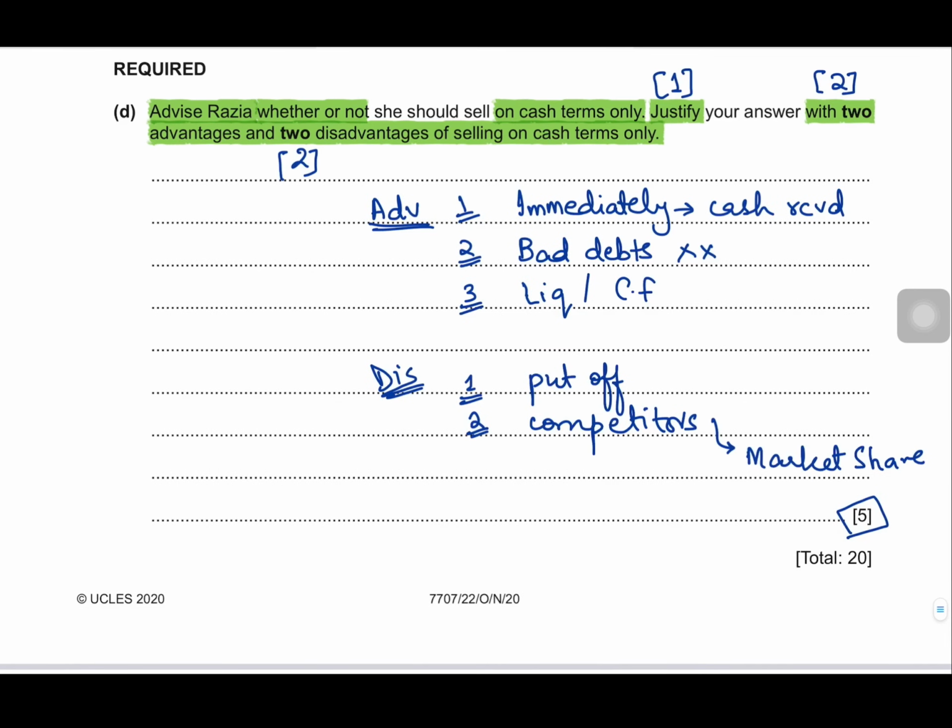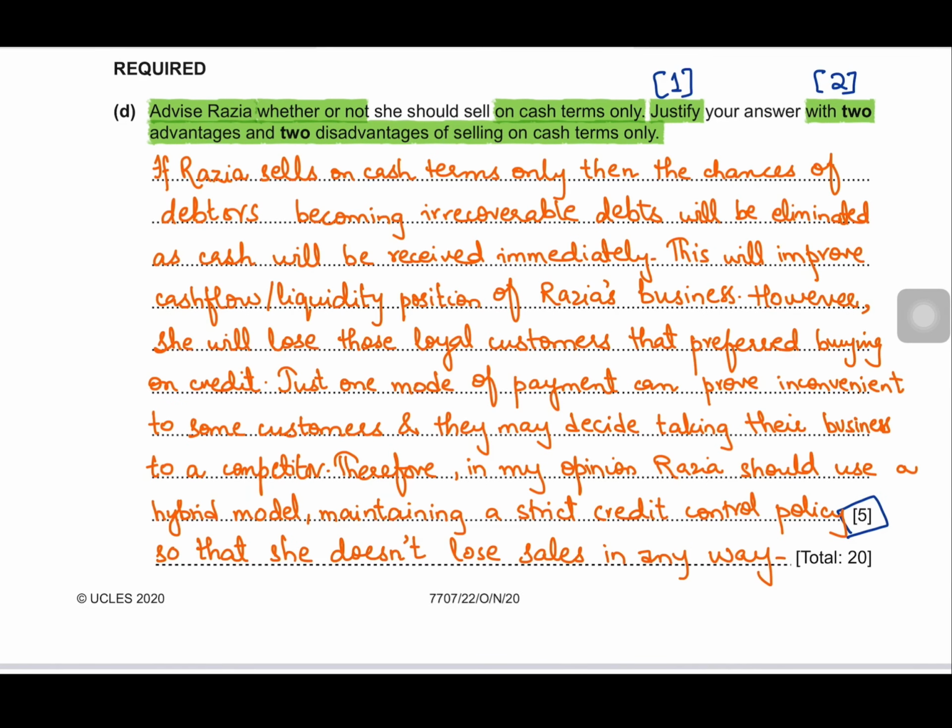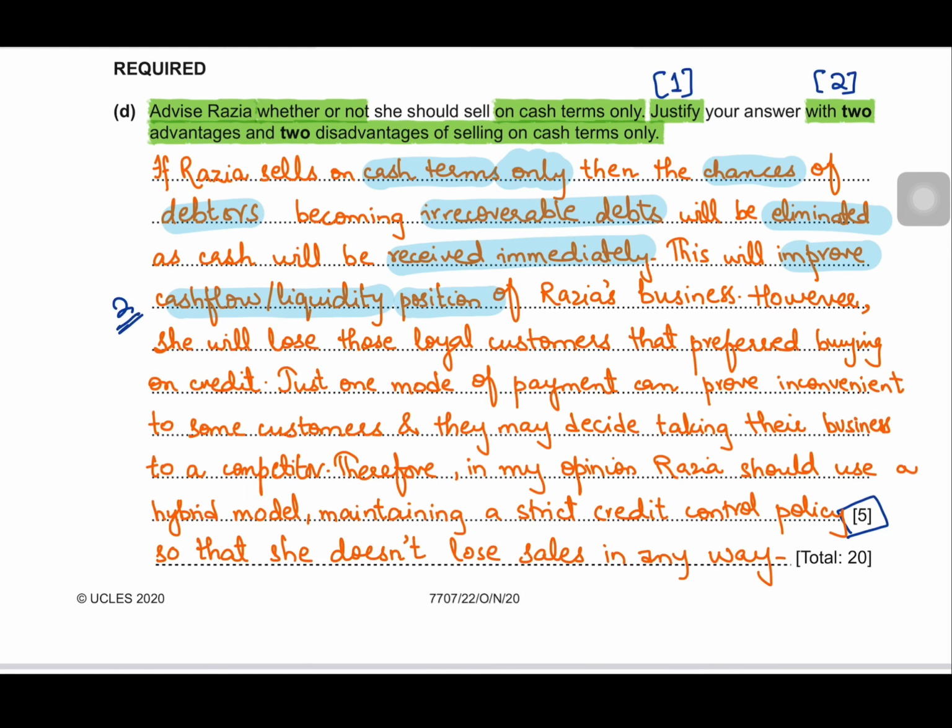So now let's write this down. You can explain it like that: if Razia sells on cash terms only, then the chances of debtors becoming irrecoverable debts, that is bad debts, will be eliminated, right? Because she doesn't have to wait for the debtors to pay at a later date, as cash will be received immediately. This will improve the cash flow or liquidity position of Razia's business, right? So another benefit is that this will improve the liquidity of the business. So one point over here, one point over the elimination of the bad debts.